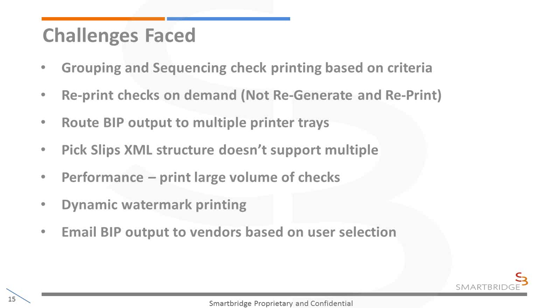Performance considerations for large volumes of documents, being able to do dynamic watermarks, and then being able to email the output or save the output, how we want to distribute it, and be able to use that almost as a processing option so that we don't have to create different templates for each of those distribution routes.